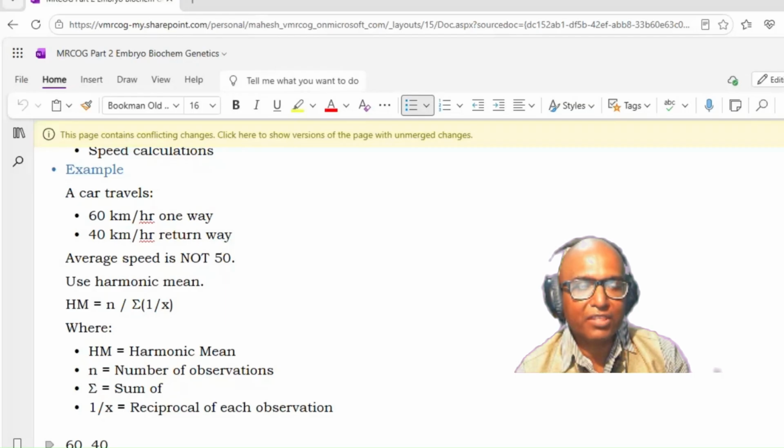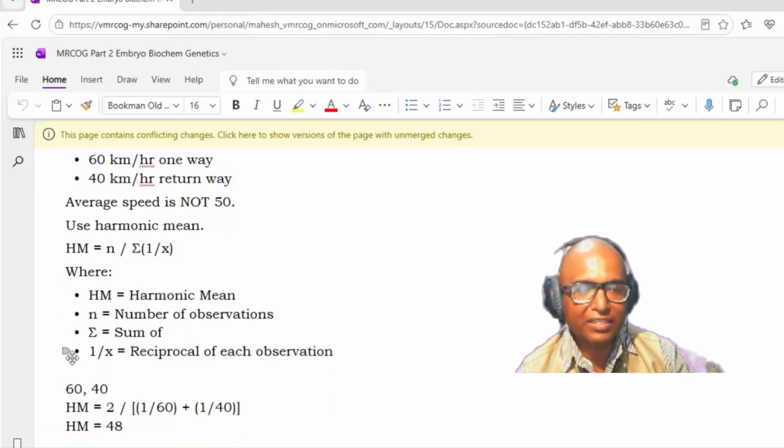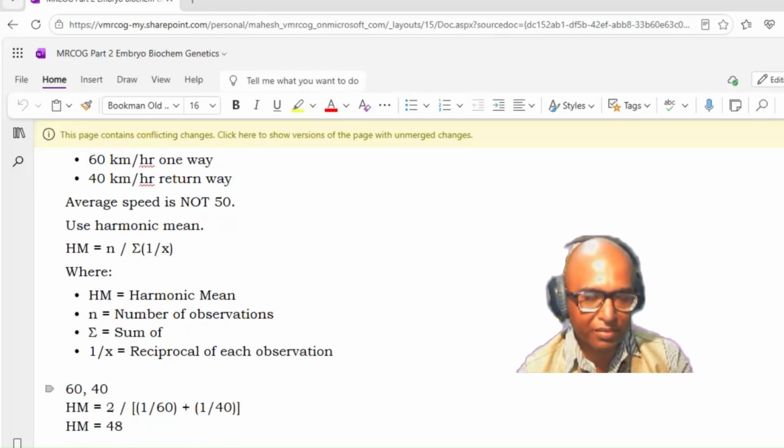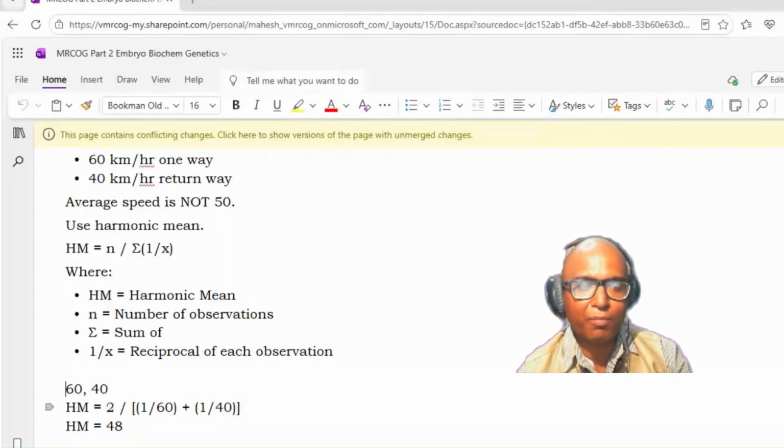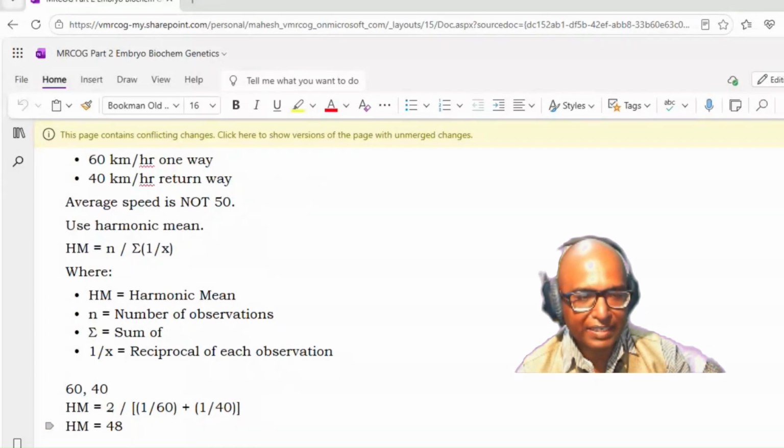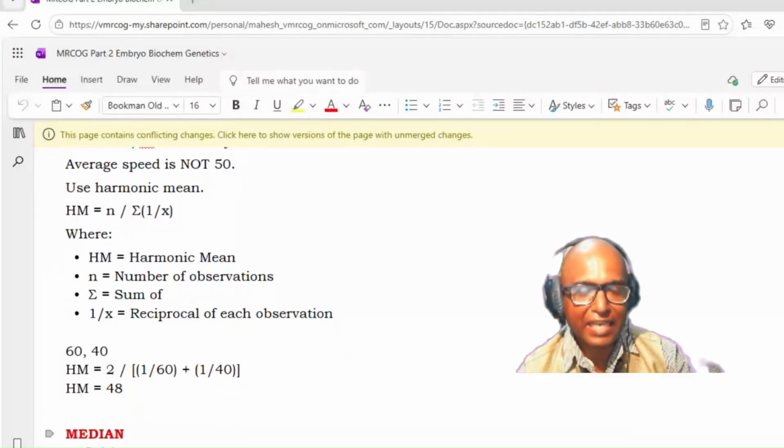Suppose you are given the two observations 60 and 40 from the above example. That means you have only 2 observations. How do you calculate the harmonic mean? n is 2, so 2 divided by 1 upon 60 plus 1 upon 40. Solve 1 upon 60 plus 1 upon 40, and 2 divided by that answer gives 48. That is how the harmonic mean is calculated.